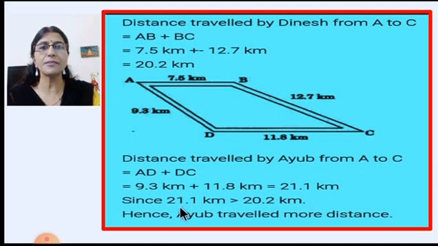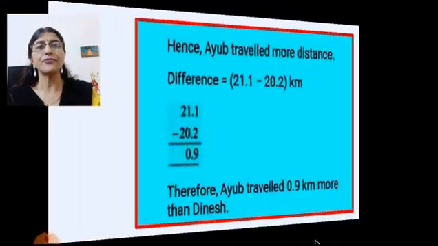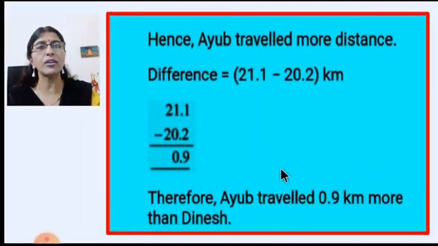Now which value is bigger? Of course 21.1 kilometer is greater than 20.2 kilometer because you will see first the whole number part. 21 is bigger than 20. Hence Ayub travelled more distance. Now how much? We have to find out how much. So whenever we have to calculate how much, we always subtract. So 21.1 minus 20.2. That means we have to subtract 20.2 from 21.1.